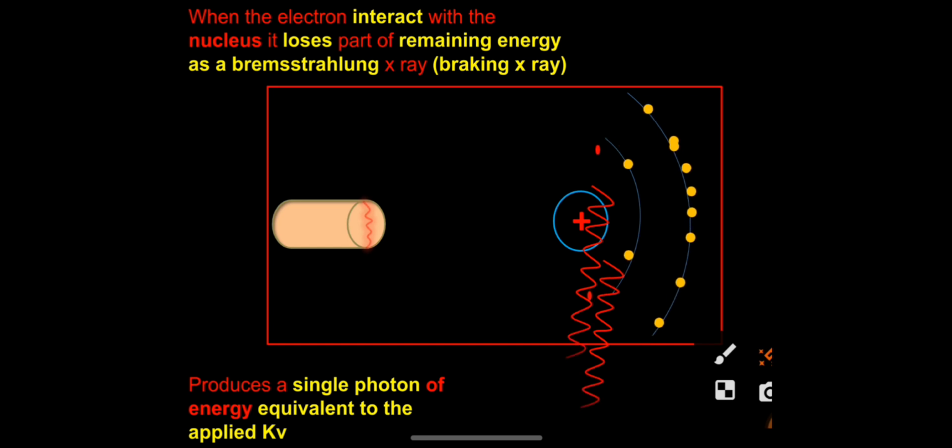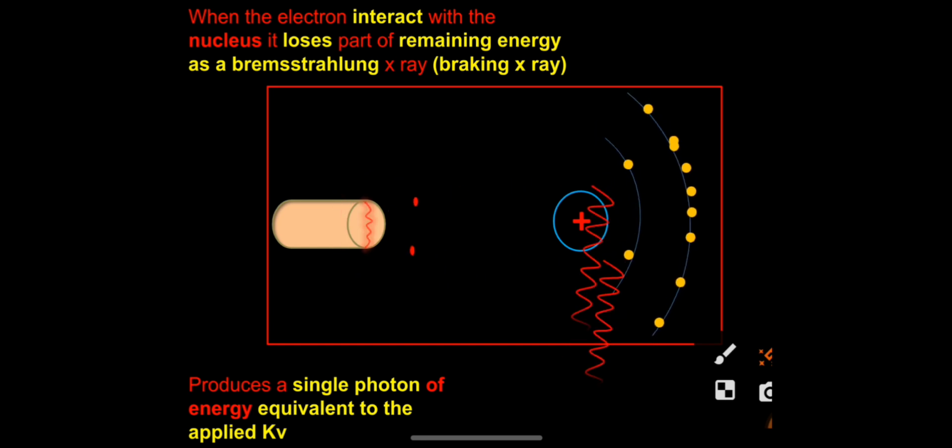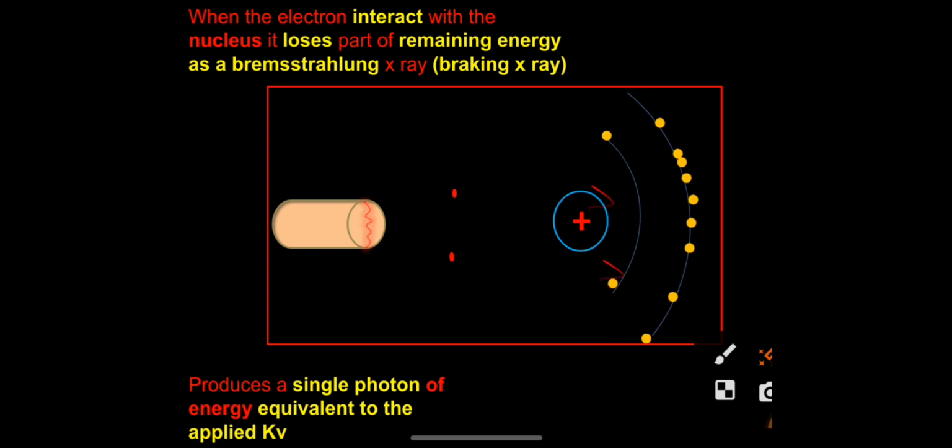So the filament is heated and glowing, emitting electrons. Electrons lose most of their energy in the form of heat because of the interaction with the outer shell electrons. And we said that these electrons do not have enough energy to eject the electrons from the shells. Then they travel deeper in the atom to arrive at the nucleus, then interact with the nucleus, deflect, and lose most or part of the remaining energy as a bremsstrahlung X-ray.